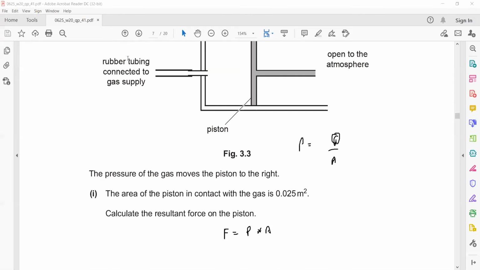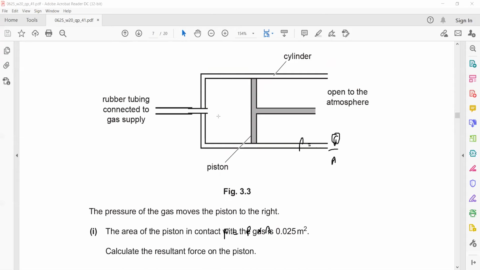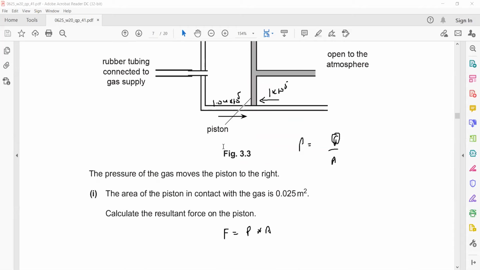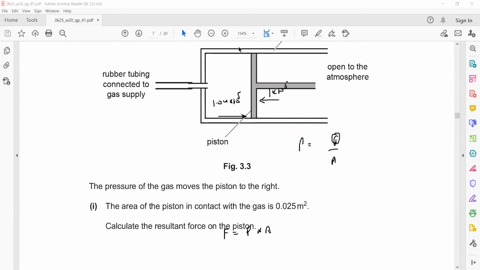But what about the pressure? As we already calculated, the pressure exerted by the gas is equal to 1.04 into 10 to the power 5 Pascal. And what is the pressure exerted by the atmosphere? That is 1 into 10 to the power 5 Pascal. What is the resultant pressure on this piston? The atmosphere is pushing from the left hand side and the gas is pushing on the right hand side. That resultant pressure will cause the movement of the piston and create a resultant force. So we subtract these two: 1.04 into 10 to the power 5 minus 1 into 10 to the power 5, which equals 0.04 into 10 to the power 5, and multiplied by area, we will get the force. Is this part clear?